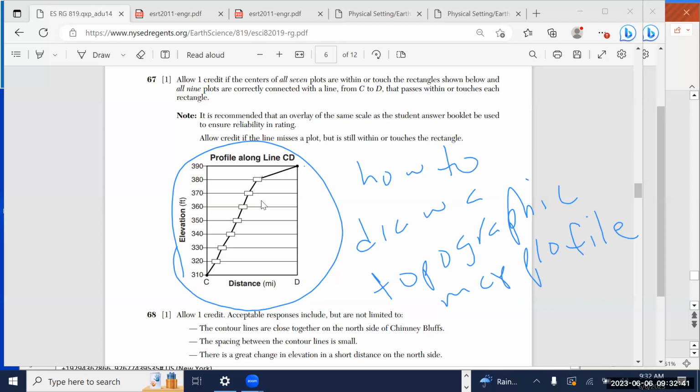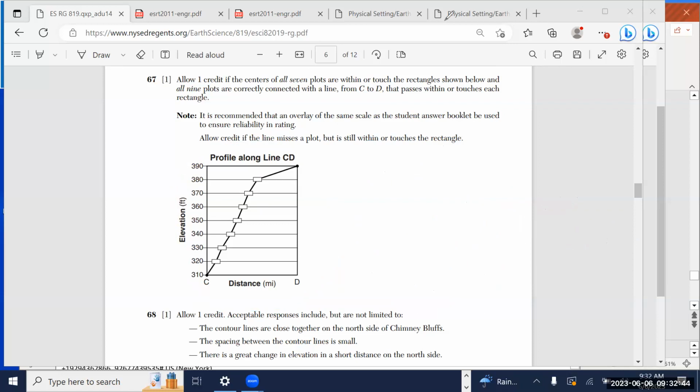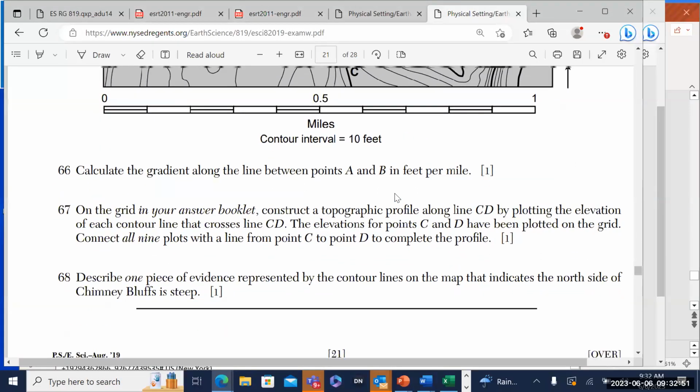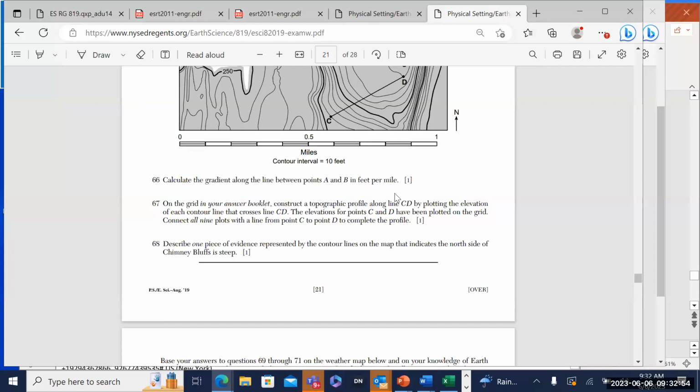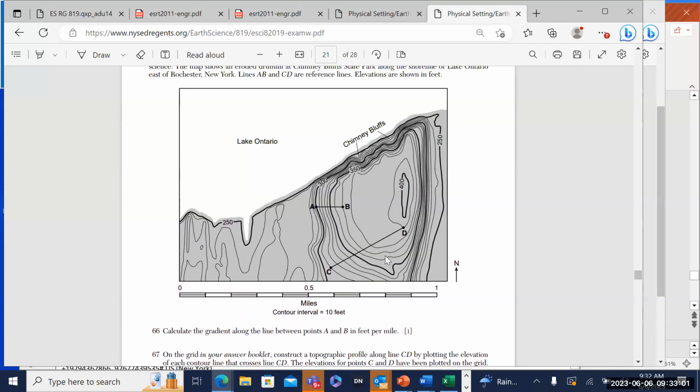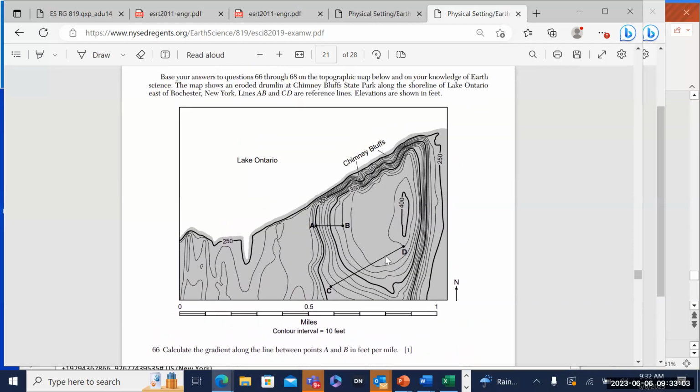All right. Now for number 68. For number 68, it says, describe one piece of evidence represented by the contour lines on the map that indicates the north side of Chimney Bluffs is steep. So this is the north side of Chimney Bluffs. How do we know that it's steep? What is one thing that is very interesting about these lines located right here on the north side?